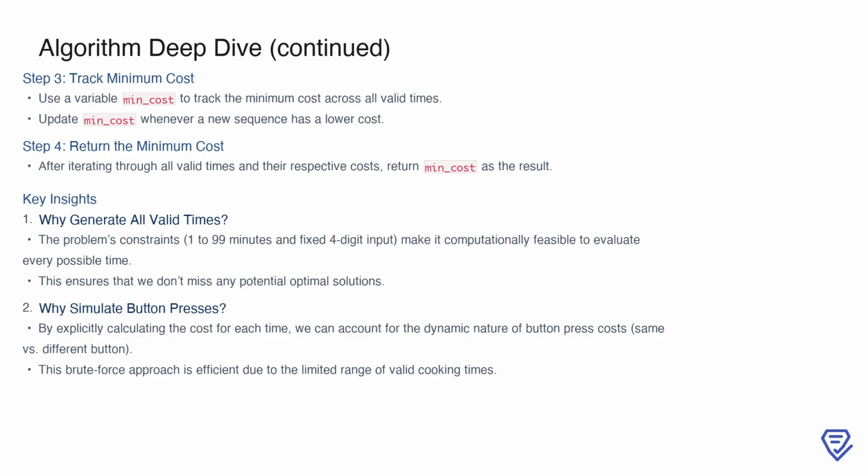Generating all valid times is a crucial step because the problem's constraints make it computationally feasible to evaluate every possible combination. This guarantees that no potential optimal solution is missed. By explicitly calculating the cost for each button sequence, we account for the dynamic nature of the costs, where the value depends on whether consecutive digits are the same or different. While this may seem like a brute force approach, it is efficient due to the limited range of valid times and the simplicity of the cost calculation.